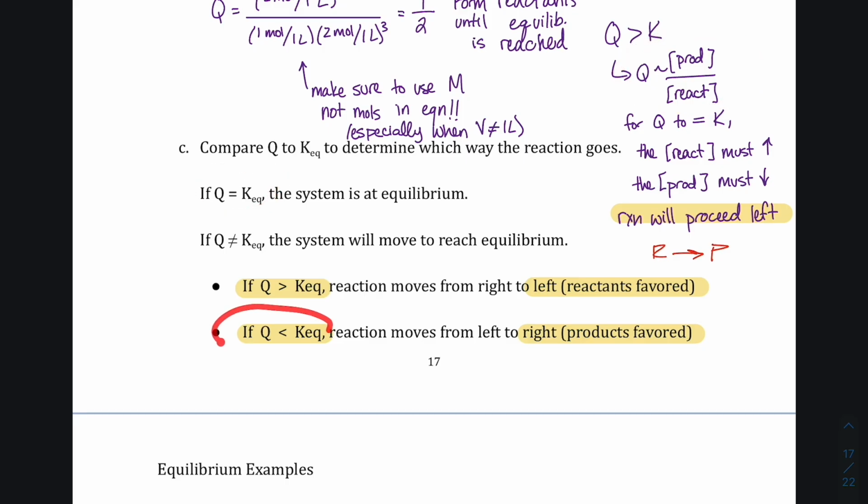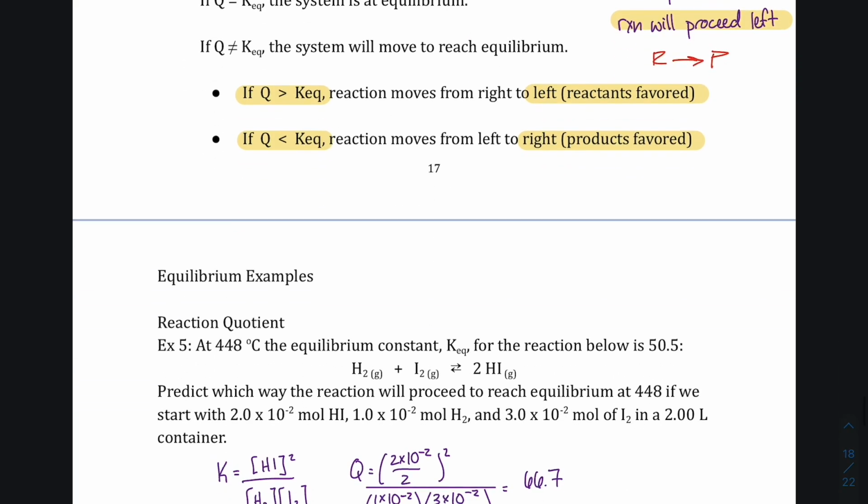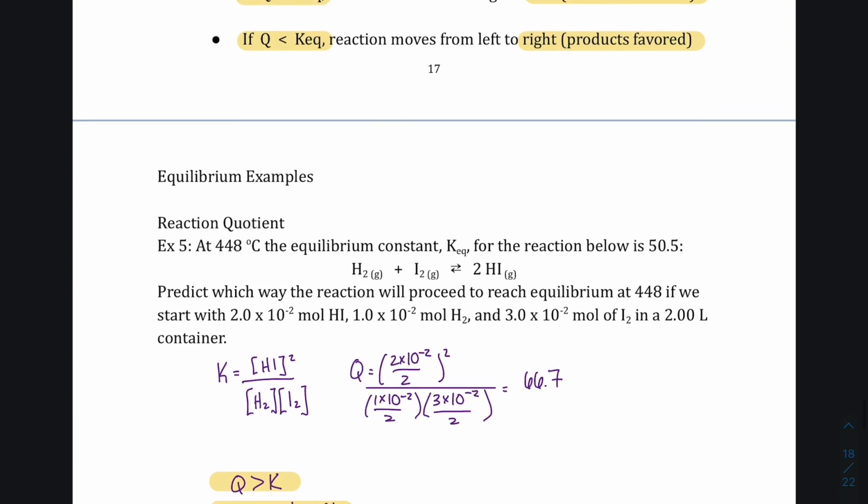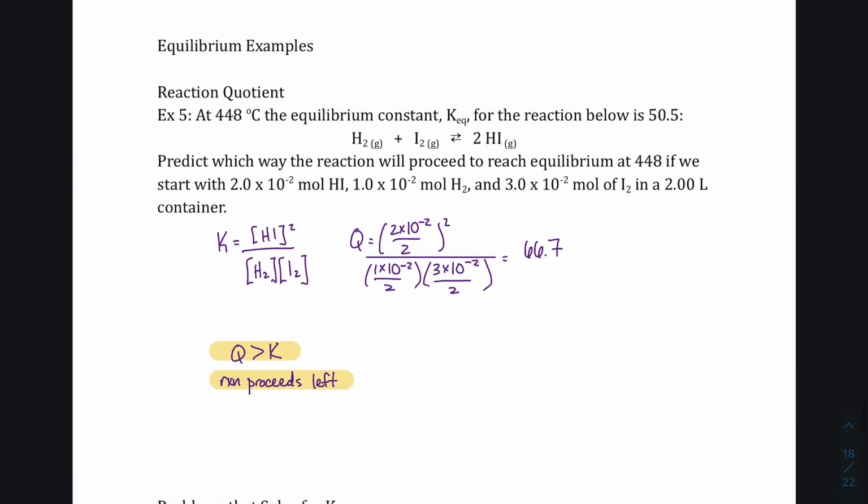So opposite, if Q is smaller than KEQ, then we would either need to increase the products or decrease the reactants, which means we would need to shift our reaction to the right. Our reaction would proceed to the right.